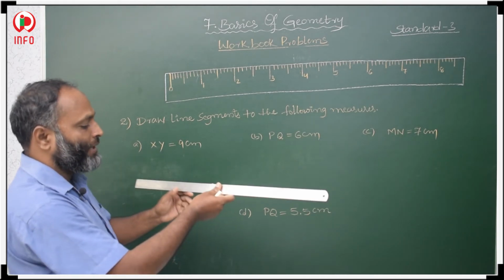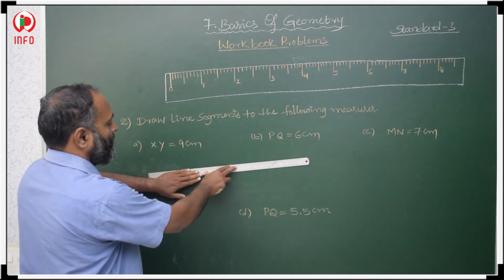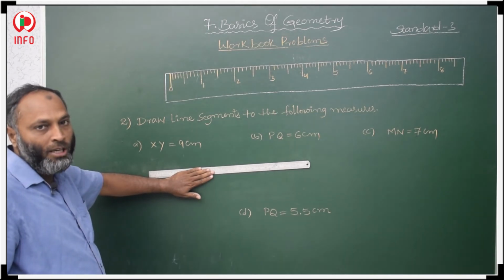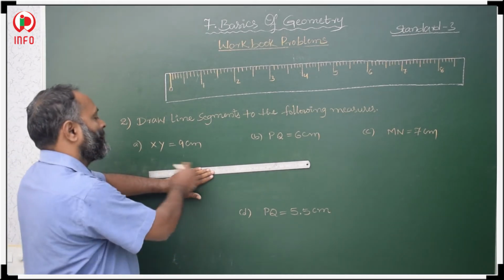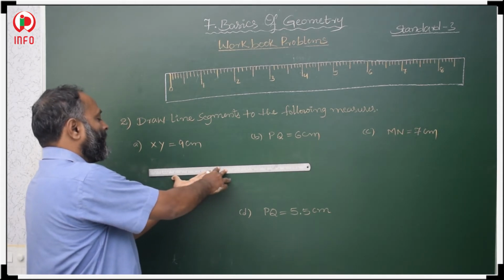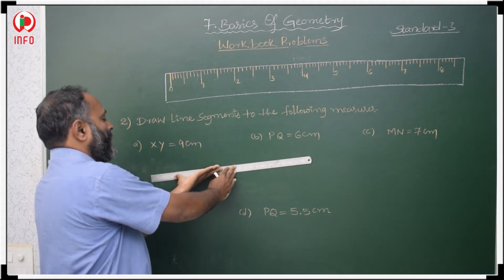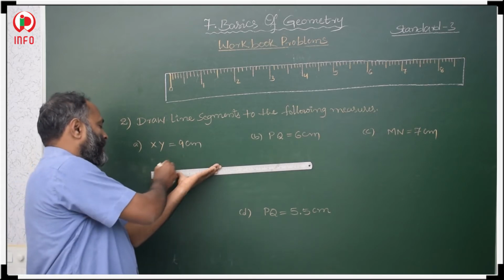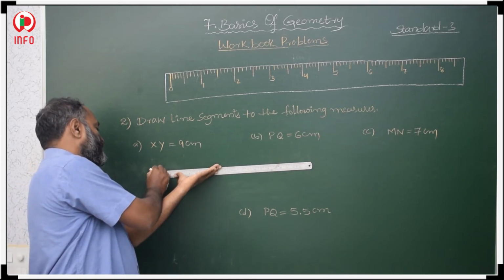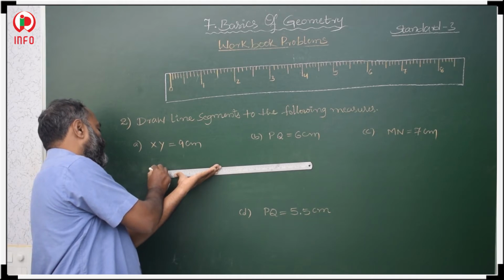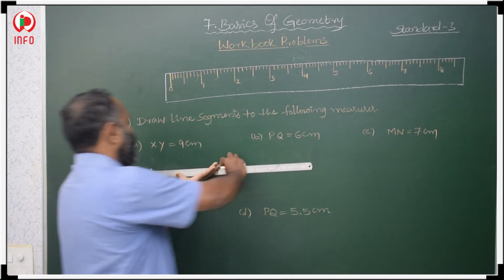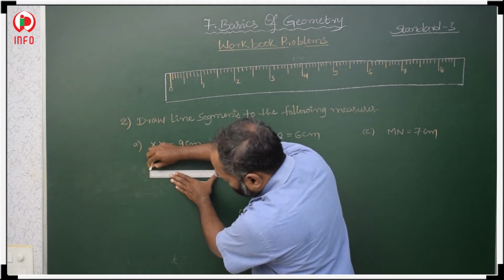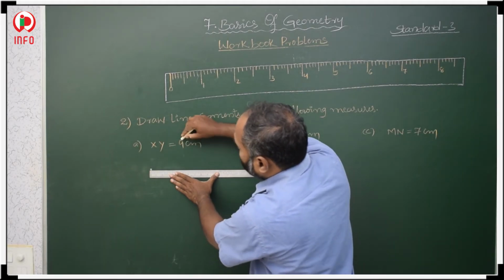First, we have to take the ruler and keep it on your book like this, straight horizontally. You have to keep your scale horizontally. Here XY is 9 centimeters given. So, hold your scale like this. 9 centimeters means first we have to keep a point at 0, a dot on 0, and again 9 centimeters is given.